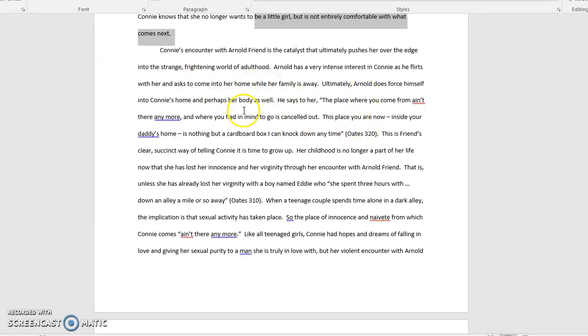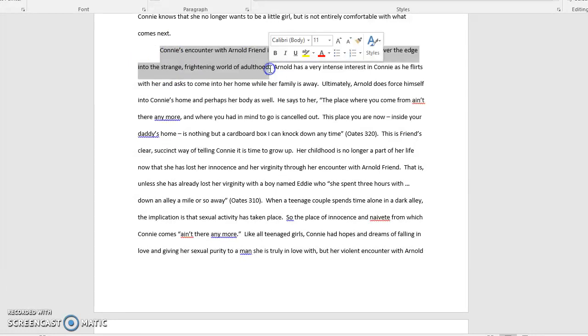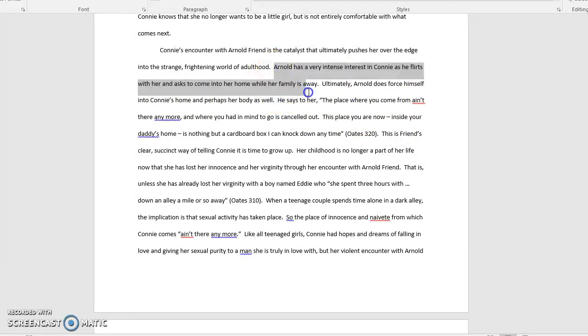And then I have another one here. Connie's encounter with Arnold Friend is a catalyst that ultimately pushes her over the edge into the strange, frightening world of adulthood. Again, a nice, clear idea about Arnold Friend. Now I'm going to lead into the quote. Arnold has a very intense interest in Connie as he flirts with her and asks to come into her home while her family is away. Again, I'm leading into the quote. I'm putting it in context of the story. Ultimately, Arnold does force himself into Connie's home and perhaps her body as well. He says to her, and then this is a wonderful quote, a very important quote.